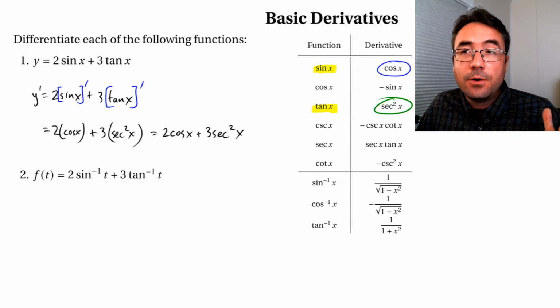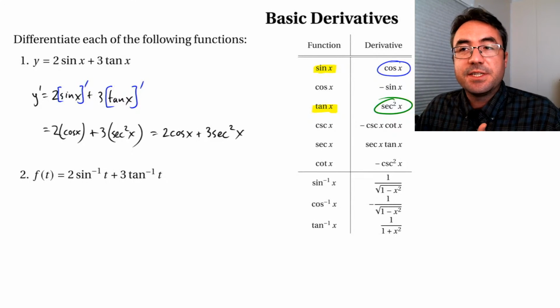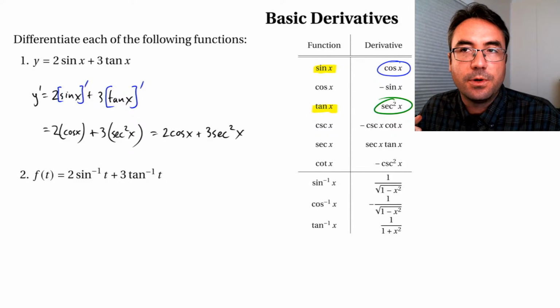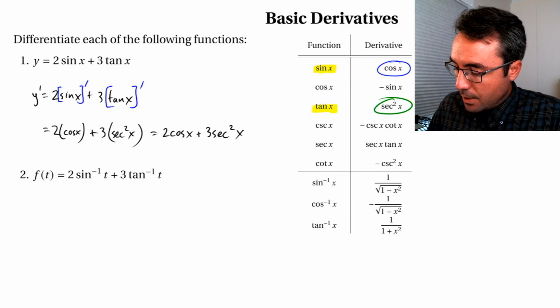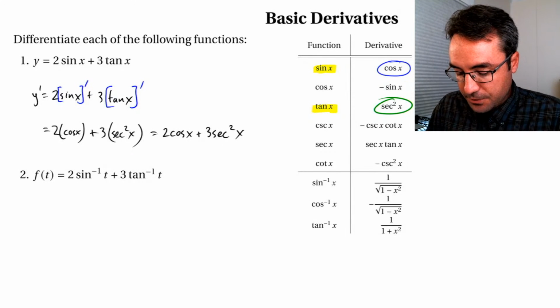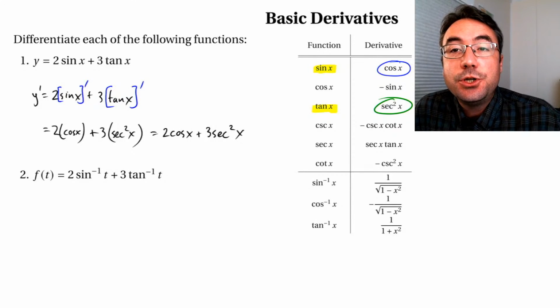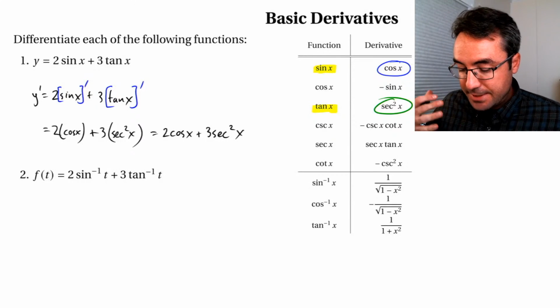And that's really it. These elementary forms, we can play the same games in terms of the sum rule, difference rule, and constant multiple rule that we were doing with power functions. What about inverse trig functions? What about the function f of t equal to 2 times inverse sine of t plus 3 times inverse tangent of t? Same idea.